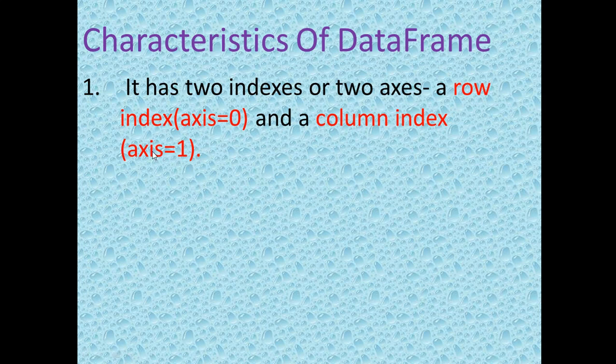You have to note down whichever is highlighted: all the rows will be represented through axis 0 and all the columns will be represented as axis equal to 1.